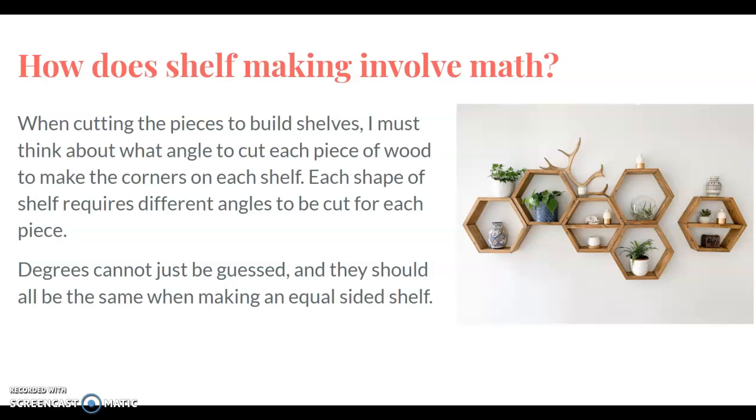When cutting each piece of wood, I must think about the shape I am trying to build, how many sides that shape has, and how many degrees make up that whole shape. From there, I'm able to use division to find out what degree each corner of the shelf should have. Each shape requires different angles for each piece. Degrees cannot just be guessed, and they should be all the same when making an equal-sided shelf, like the one beside here, the honeycomb shelves.